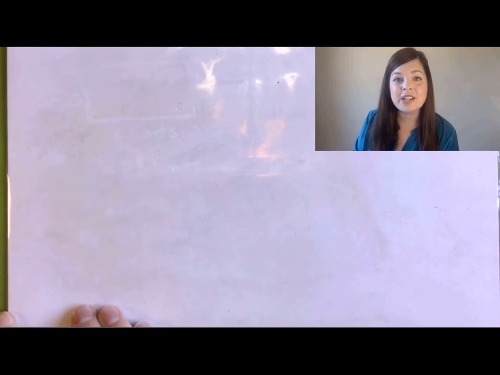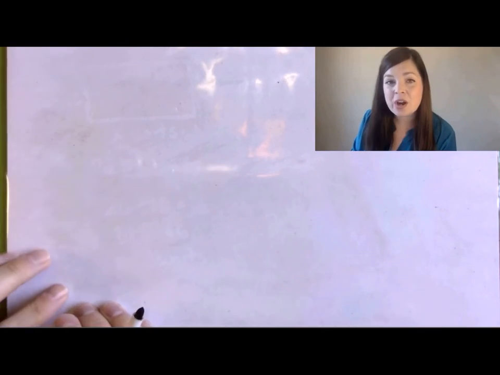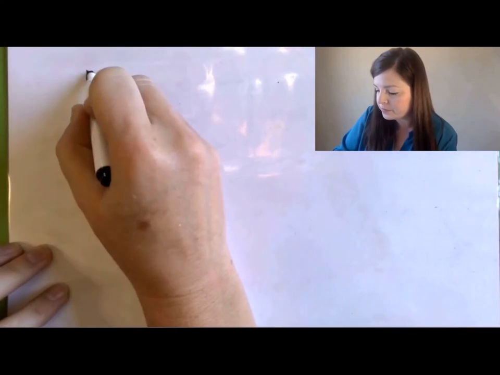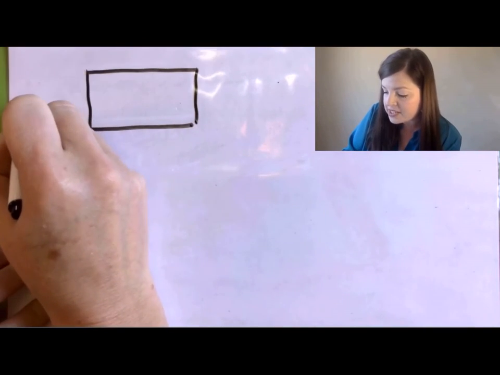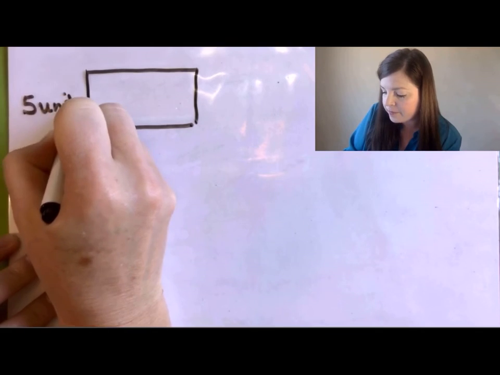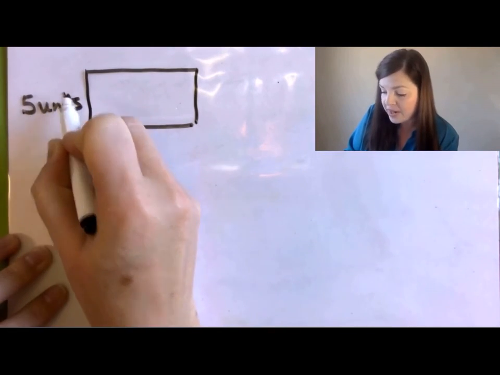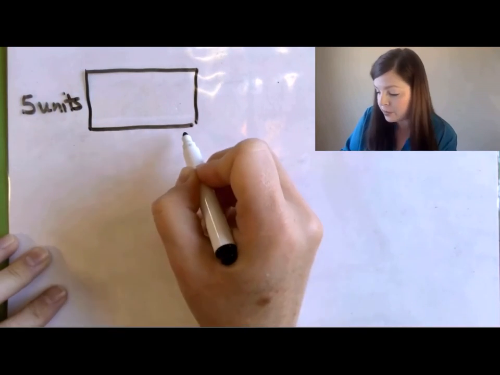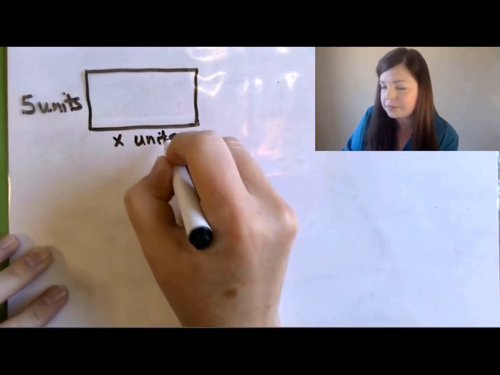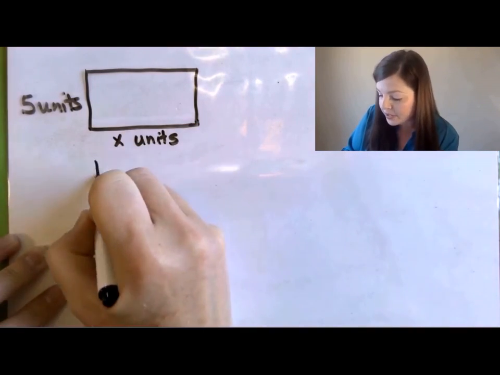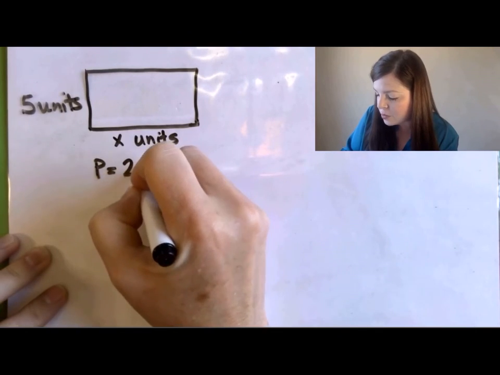Now let's put that grid paper away for a little bit, but keep it close by because we'll be looking at those rectangles again in a little bit. And right now we just need our whiteboards. Let's draw a rectangle. And we know that the length of this rectangle is 5 units. And we don't know the width of the rectangle, so let's label that with a variable. And let's say x units. We know the perimeter of this rectangle is 26 units.